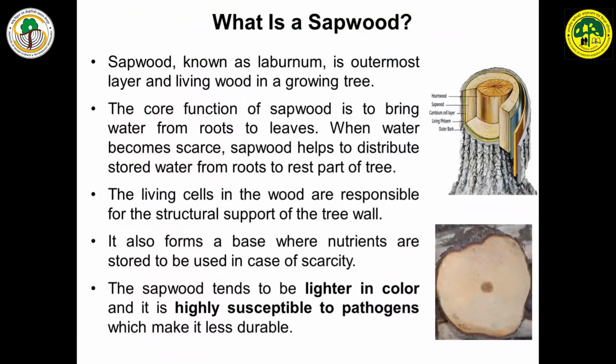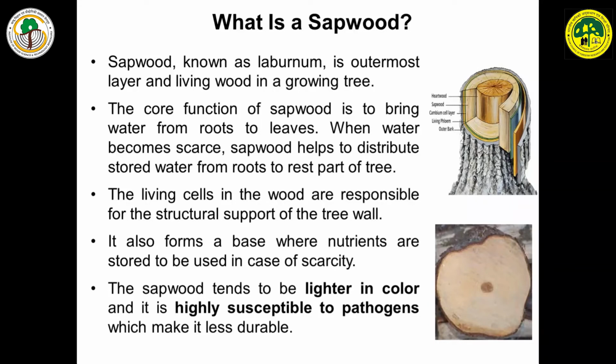So sapwood is the part which is living, and it transports the sap from the root to the leaves, the food for the tree to grow. It is the sapwood which transports all the nutrients and the water from roots to the leaves, to different parts of the tree. So when water becomes scarce, the sapwood helps to distribute stored water from roots to the rest of the tree.